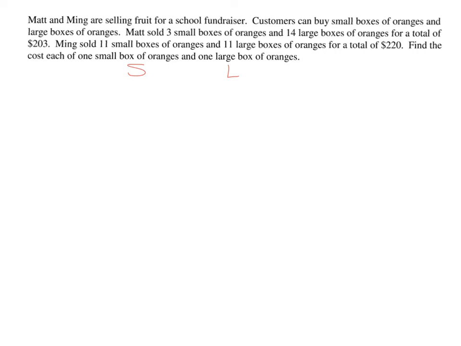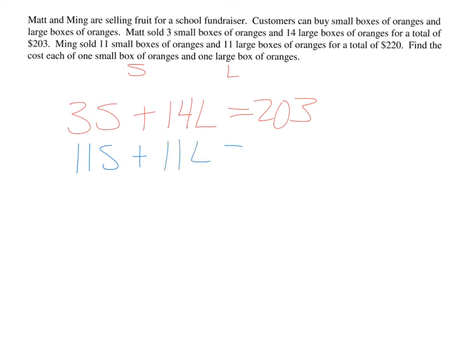Okay, so 3 small boxes. Matt sold 3 small boxes of oranges and 14 large boxes, so we represent that as 3S. And then he also sold 14 large boxes, so 14L, for a total of $203. And then Ming sold 11 small boxes of oranges and 11 large boxes of oranges, so 11S plus 11L, and the total for that one was $220. And then we want to find the cost for S and L, so we're solving for S and L.